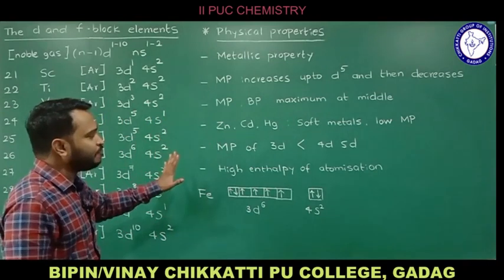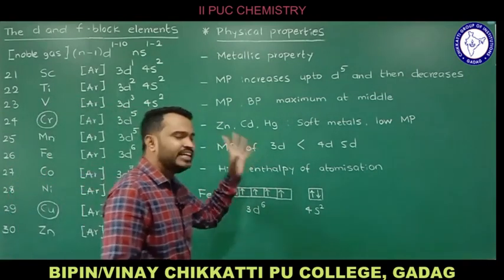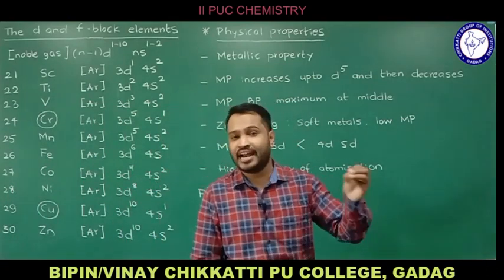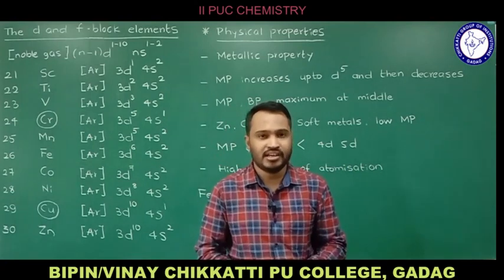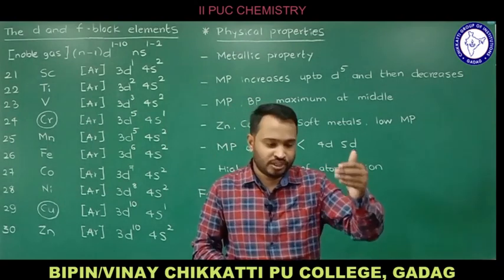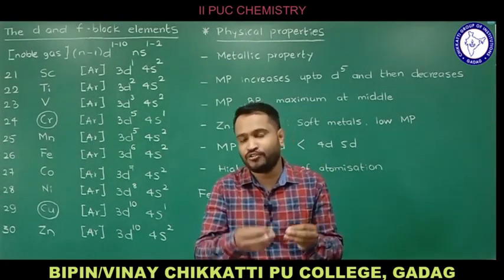The next physical property related to melting point again is that the melting point of the 3d series is very low when compared to the melting point of the 4d and 5d series. 3d series, 4d series, 5d series I mentioned, isn't it? So if you compare the melting point of the elements belonging to these series, the melting point of the 3d series is very low when compared to 4d and 5d.